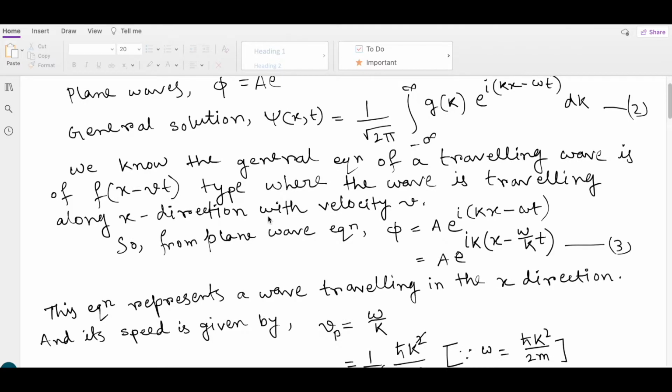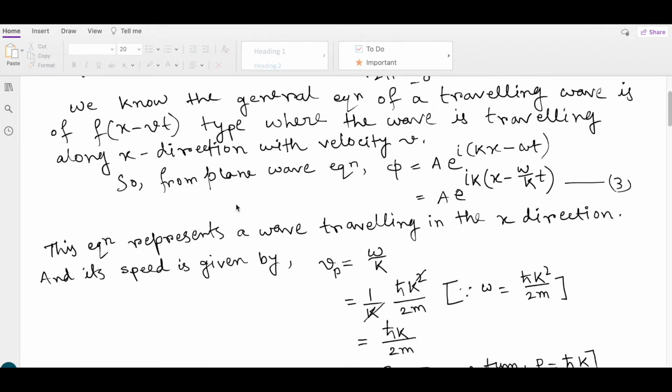We know the general equation for a traveling wave is of the x minus vt type. That is, the function depends on x minus vt, where v is the velocity of the wave, and it is traveling in the positive x direction. If instead of x minus vt the function depends on x plus vt, then the wave will travel in the negative x direction with velocity v.